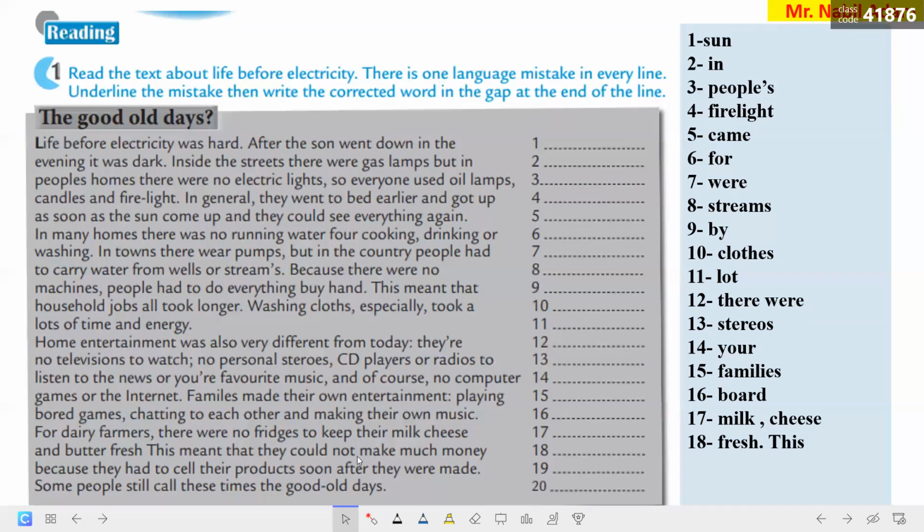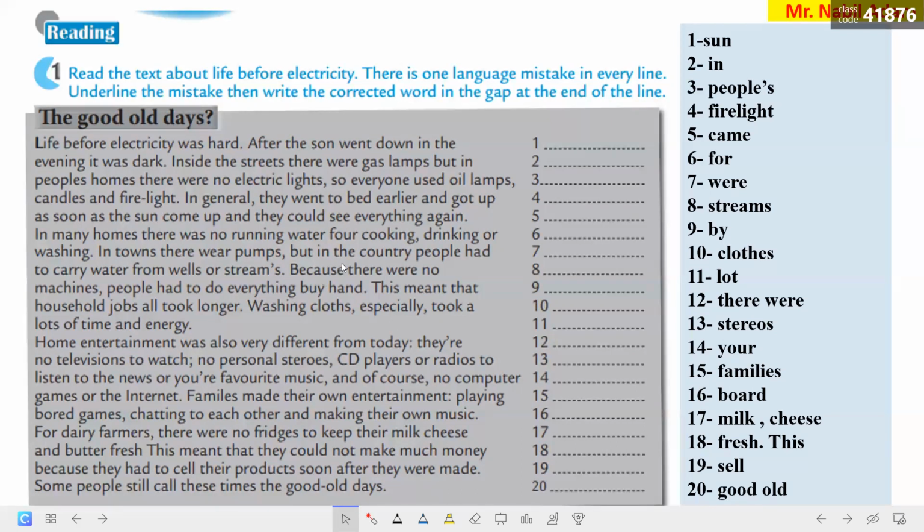This means that they could not make much money because they had to sell their products soon after they were made. How do I sell? Sell is S-E-L-L. It's a verb, not cell as a noun. Some people still call these times the good old days. How do I write here? Good old days without dash.